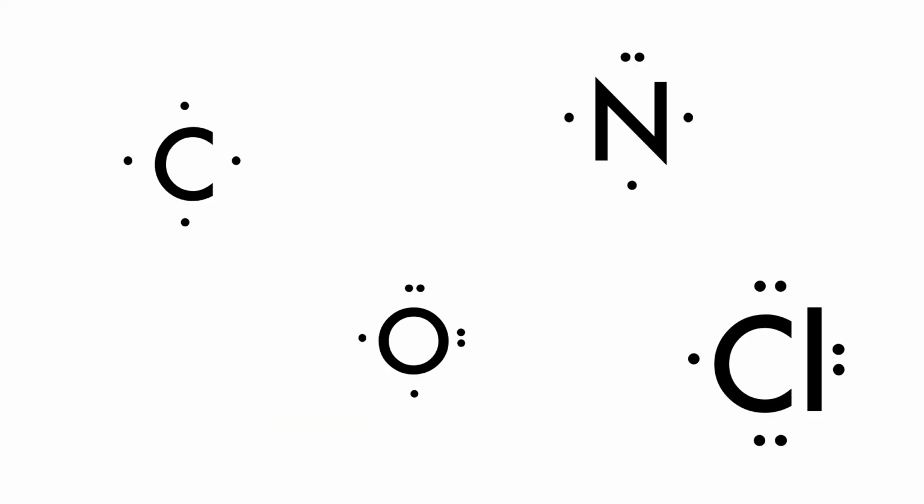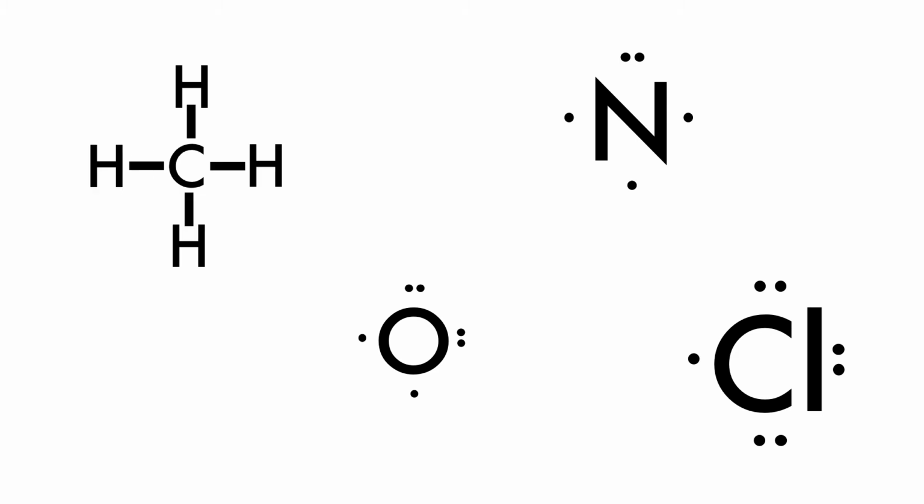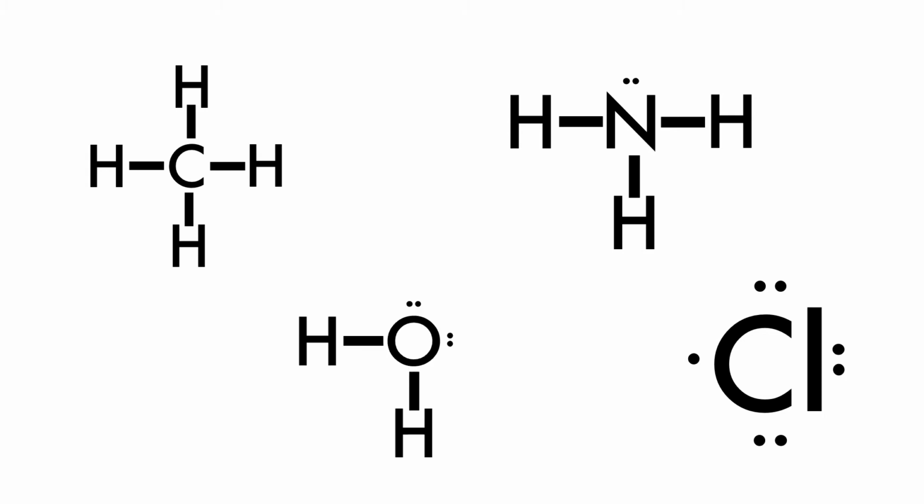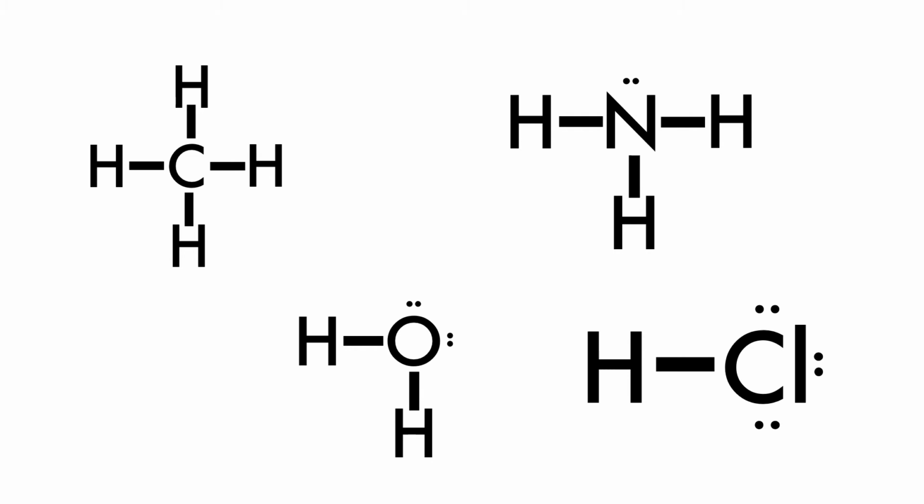The number of valence electrons that an atom has determines the number of bonds that it can form. Carbon has 4 valence electrons and needs 4 more to fill its octet, and so likes to form 4 covalent bonds. Nitrogen has 5 valence electrons, 3 short of a full octet, and thus likes to form 3 covalent bonds. Oxygen, with its 6 valence electrons, needs 2 more and often forms 2 covalent bonds, whilst chlorine has 7, one less than a full octet, and will usually form 1 covalent bond.